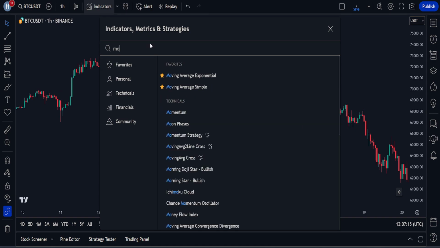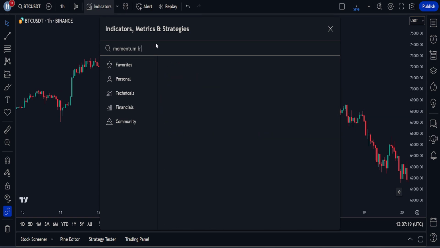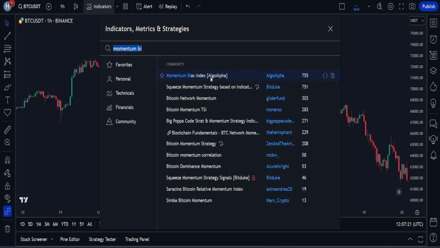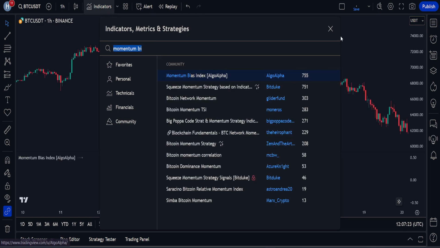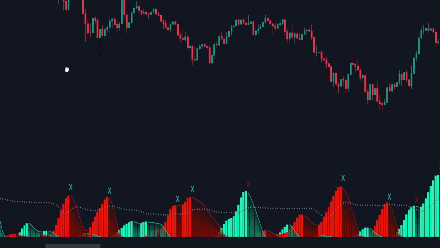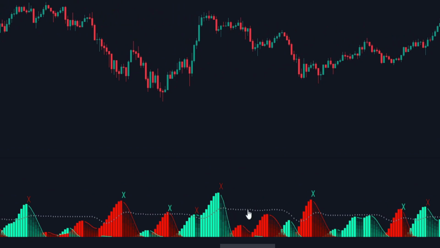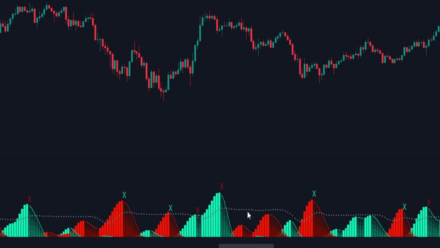To do that, you're going to click on the Indicators tab and type Momentum Bias Index. After that, we'll add this one created by Algo Alpha. So this is our indicator. As you can see, it's composed of a histogram. We can see it has a red and green colored histogram. We also have this gray dotted oscillator, which is this gray colored dotted line.